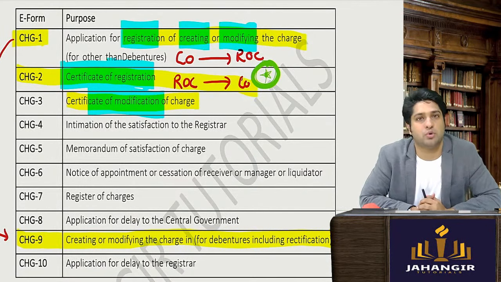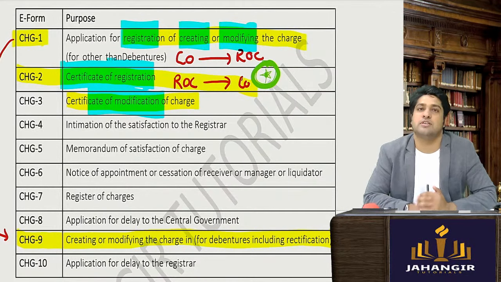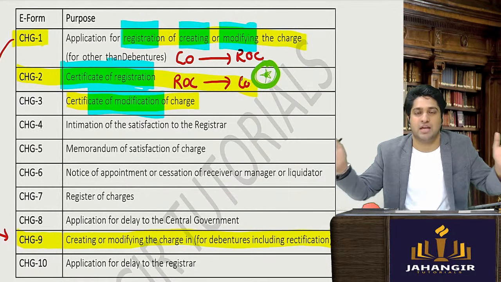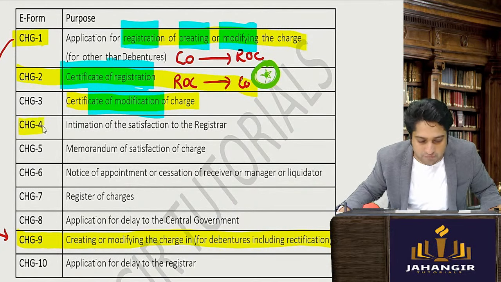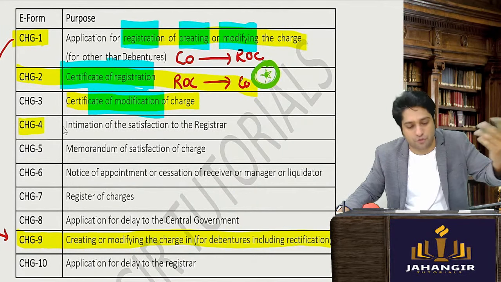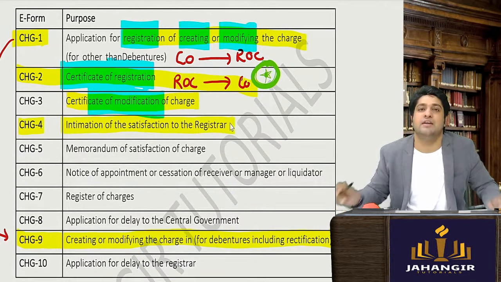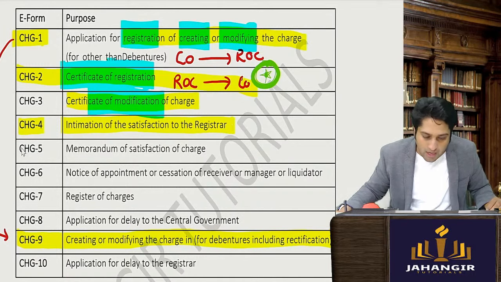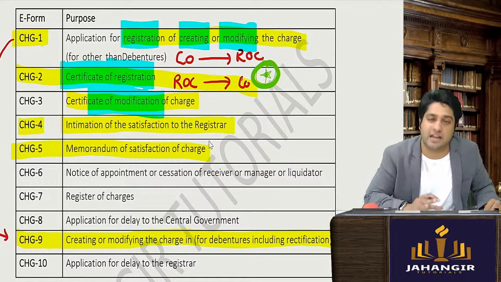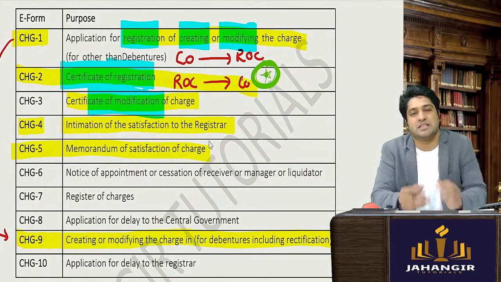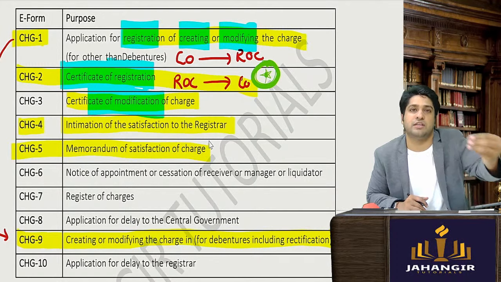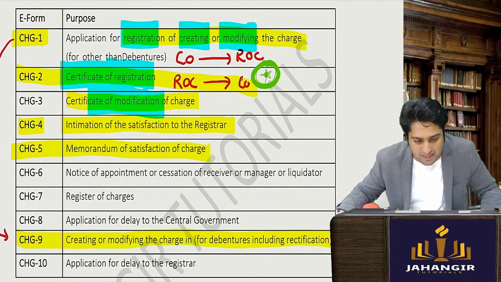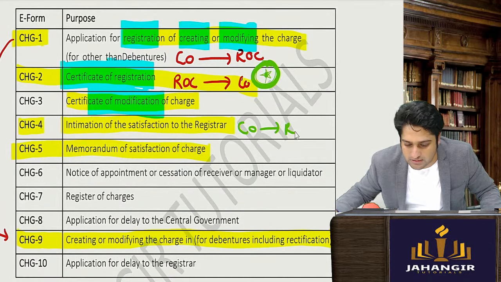The third important term I told you to know is satisfaction. Satisfaction is when the charge has been successfully repaid, the loan has been successfully repaid. So in CHG 4, we have to again inform the ROC that we have successfully paid off the amount. The ROC will issue a certificate in CHG 5 that congratulations, satisfaction of charge has been registered with us. Now we know that the loan has been repaid. So this again is by the company to the ROC, and the certificate is by the ROC to the company.